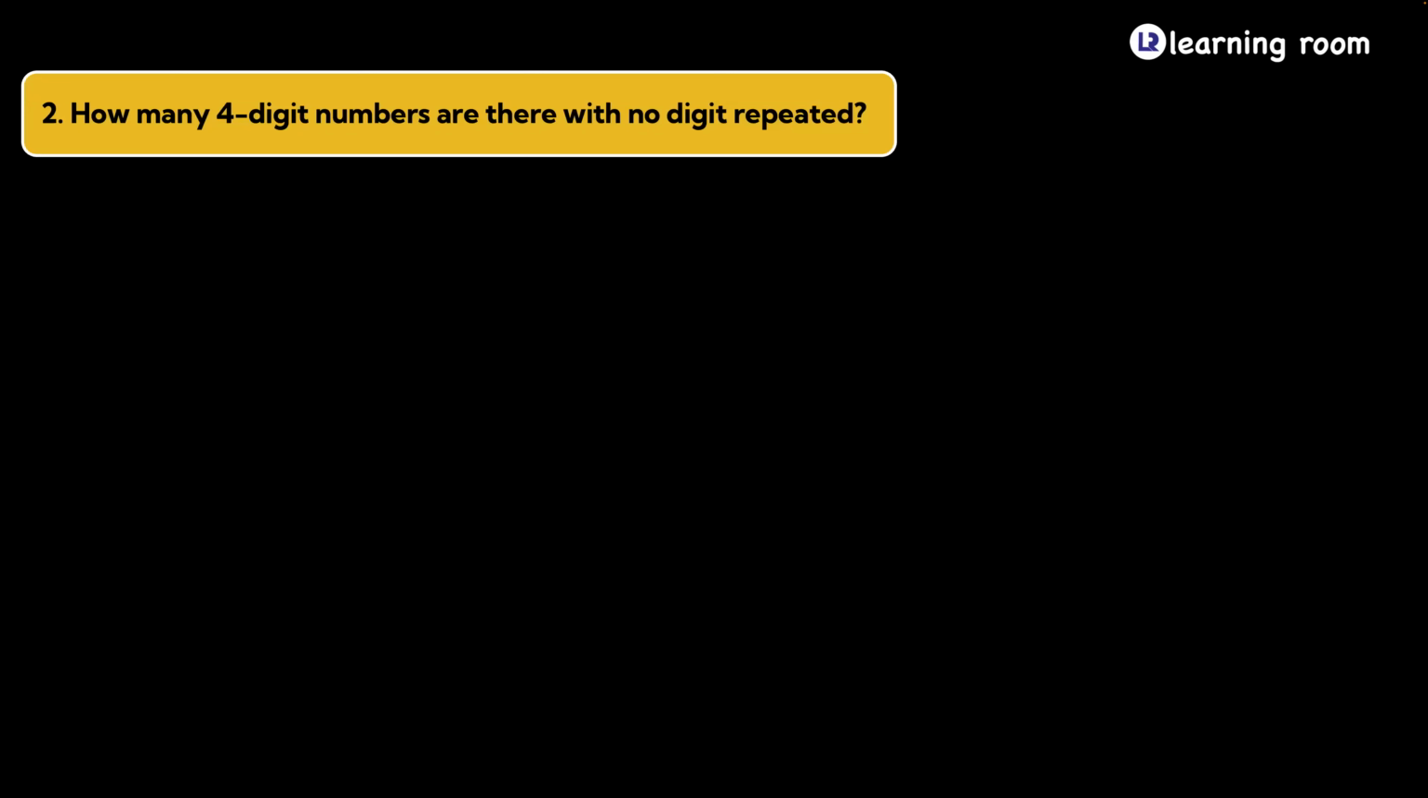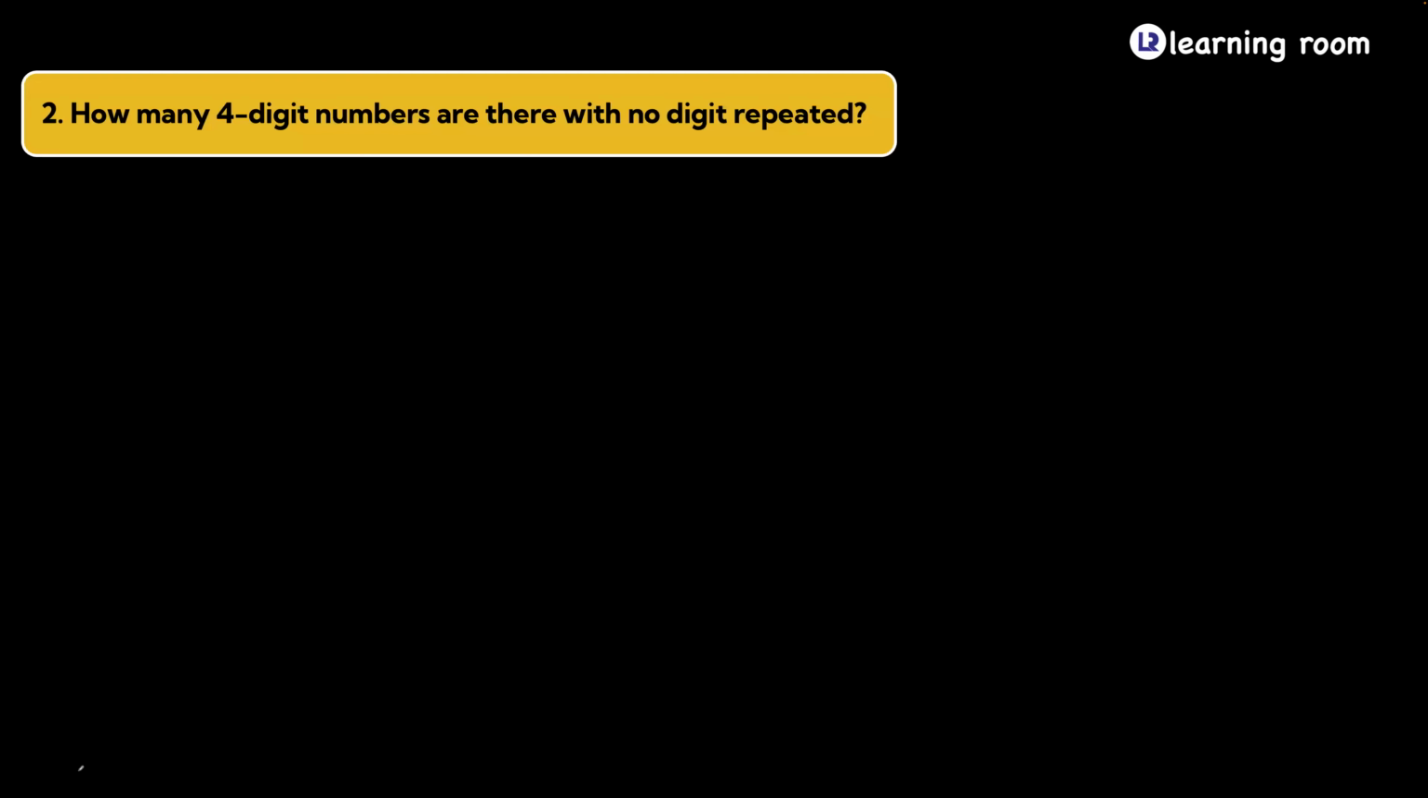So listen to this. This is the one that was troubling you. How many 4-digit numbers are there with no digit repeated? For the 4-digit numbers, you're going to use the digits between 0 to 9. So how many digits do you have? 10, right? So if you write the answer as 10P4, one of the answers that we got is 5040. Because out of the 10 digits, you use 4 digits. If you say that this is the final answer, you're wrong.